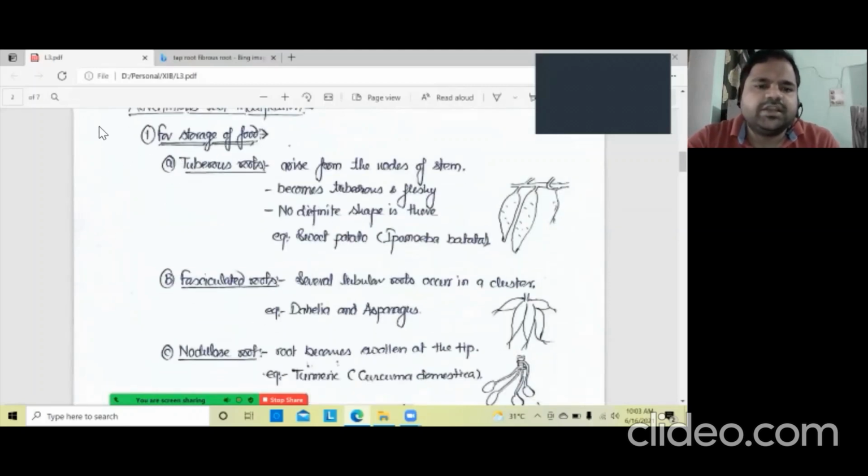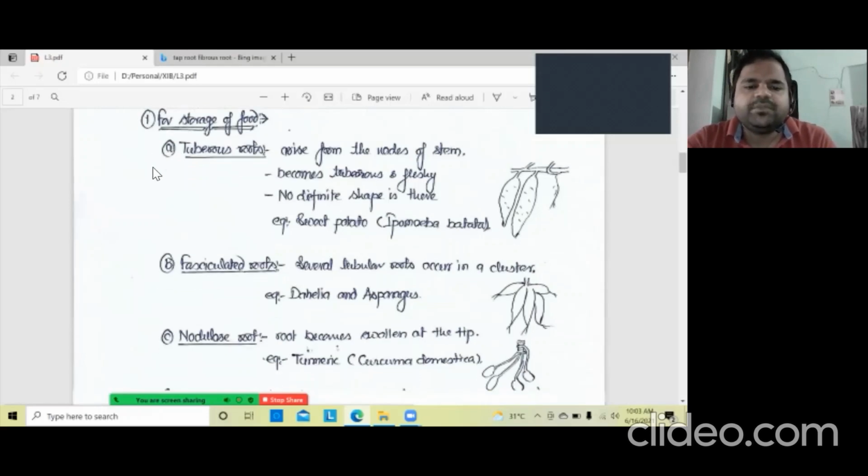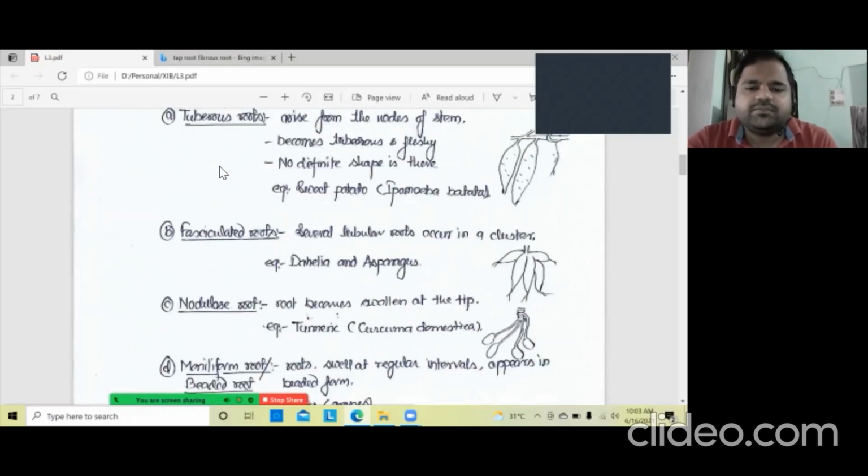Now, the second kind of modification is called fasciculated root. We can see here in this structure, several tuberous roots occur in a cluster. When a single tuberous root arises from the node of the stem, it will be called a tuberous root. And when several or multiple tuberous roots arise from a single point, these will be called fasciculated roots. And the examples are Dahlia and asparagus.